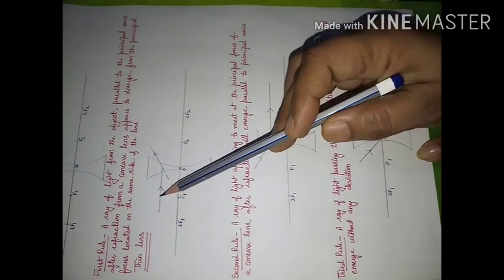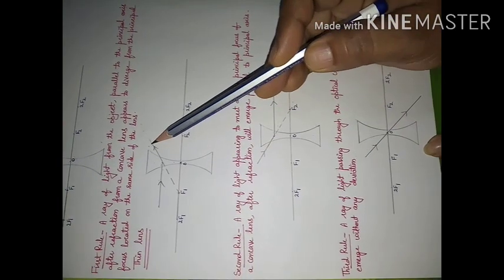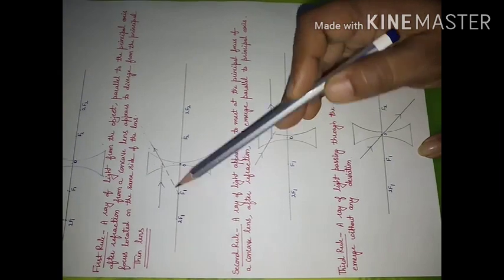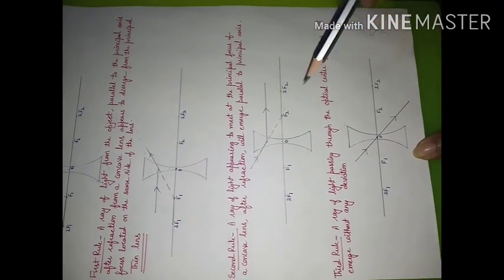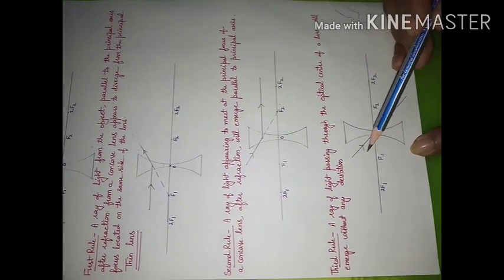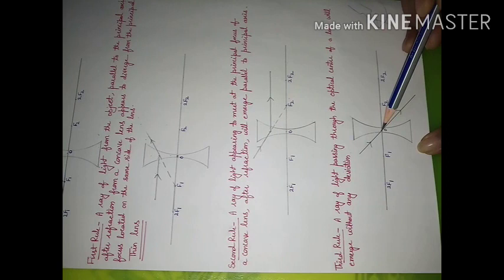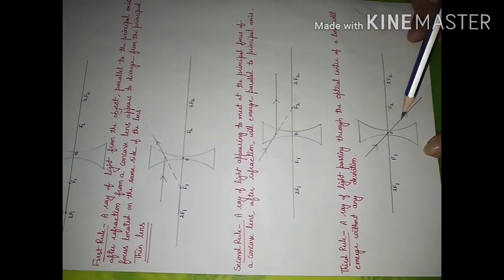So ray of light parallel to principal axis after refraction appear to diverge from this focus. A ray of light that is pointing towards focus after refraction will become parallel to principal axis. A ray of light passing through optical center will not suffer any deviation. It will go straight.